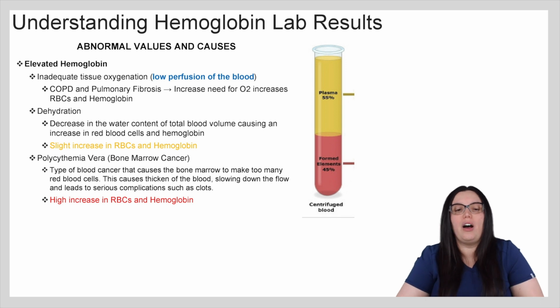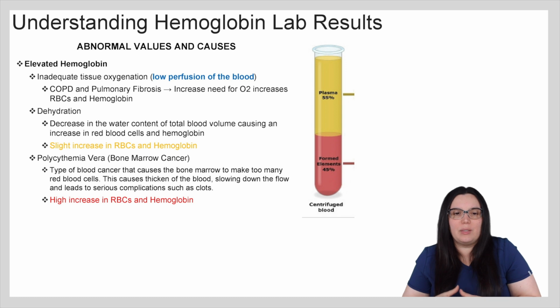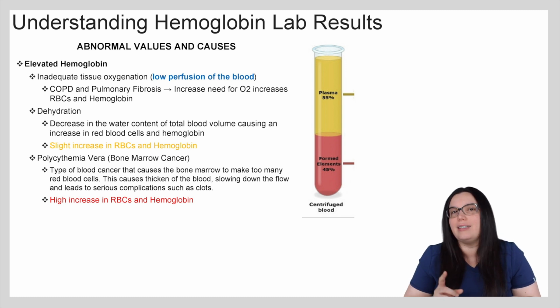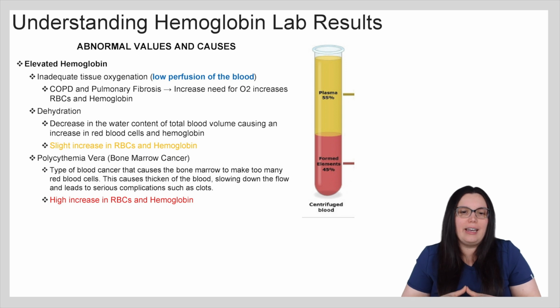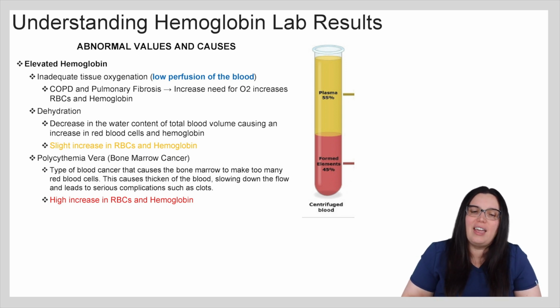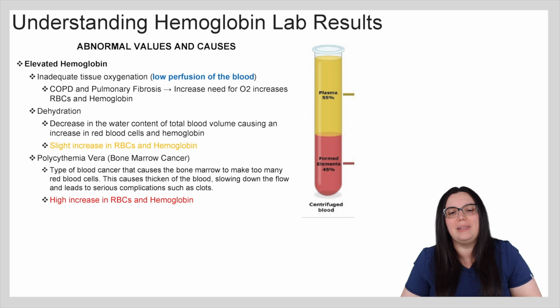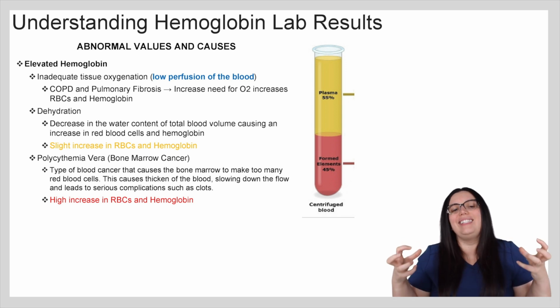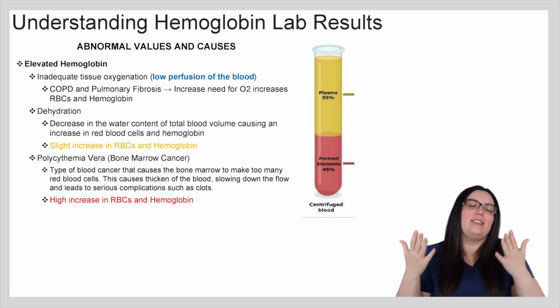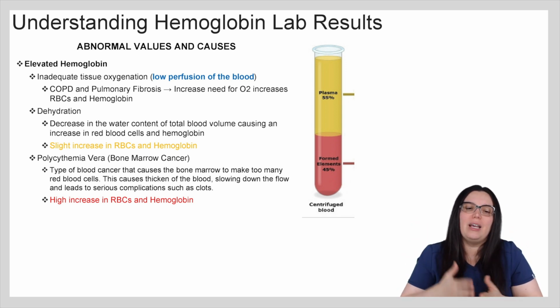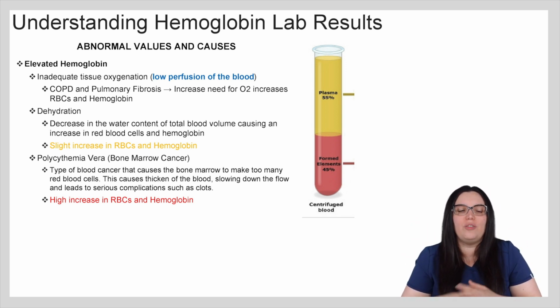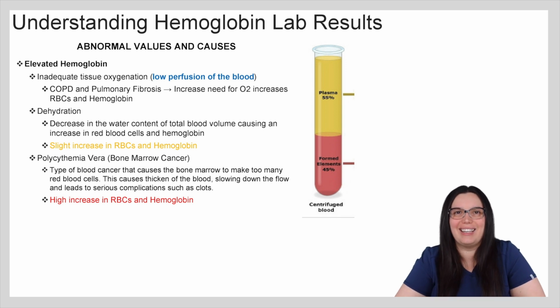You're not going to see a huge increase, but you will see a slight increase in both of these numbers. And lastly, with polycythemia vera, that's that bone marrow cancer. It's a specific type of blood cancer that causes the bone marrow to make too many red blood cells, and it causes the blood to become thick and it slows down that flow, and it ultimately leads to serious complications such as clots. You're going to see a very high increase in those red blood cells and hemoglobin because of the pathophysiology behind the specific disease process.